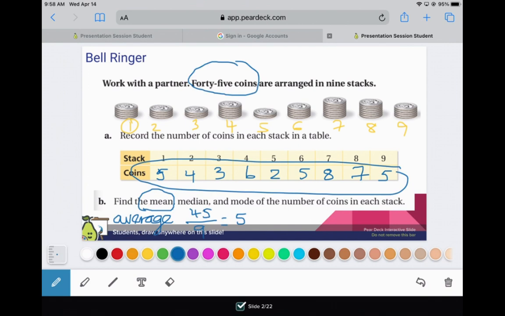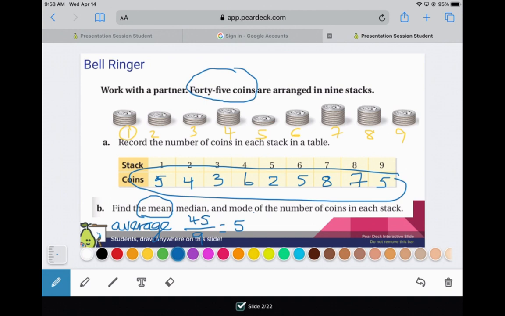All right, so to find the mean, what I would do is find the total. I add the numbers in the table, or on the top they tell you I have 45, divide by 9 stacks, that gives me 5. So, any question on the mean? Okay. The next one is the median.